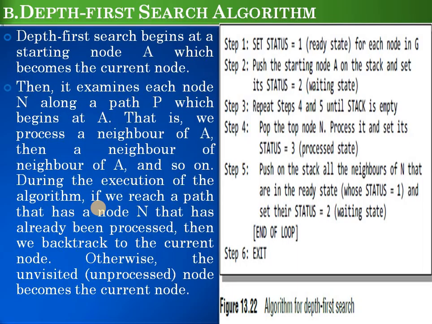During execution of the algorithm, if we reach a path that has a node N that has already been processed, then we backtrack to the current node. Otherwise, the unvisited, that is unprocessed, node becomes the current node. Here we are considering first the root, then its neighbor, and then we process the neighbor of its neighbor until the leaf node. After that we backtrack and move to the next node, and so on.